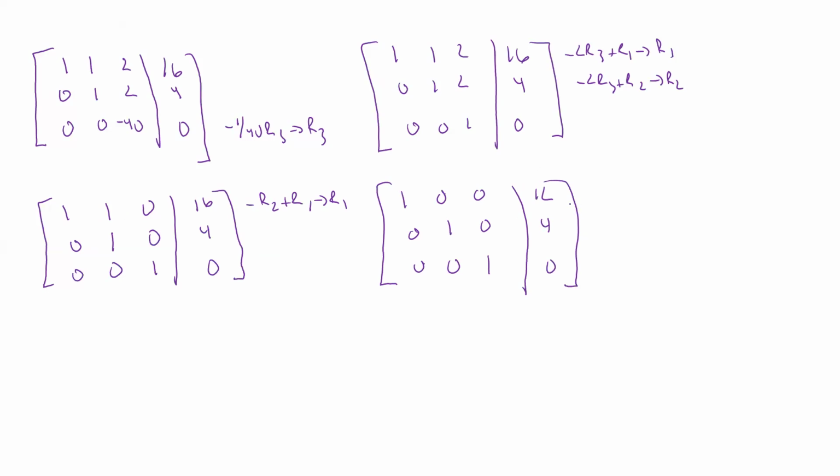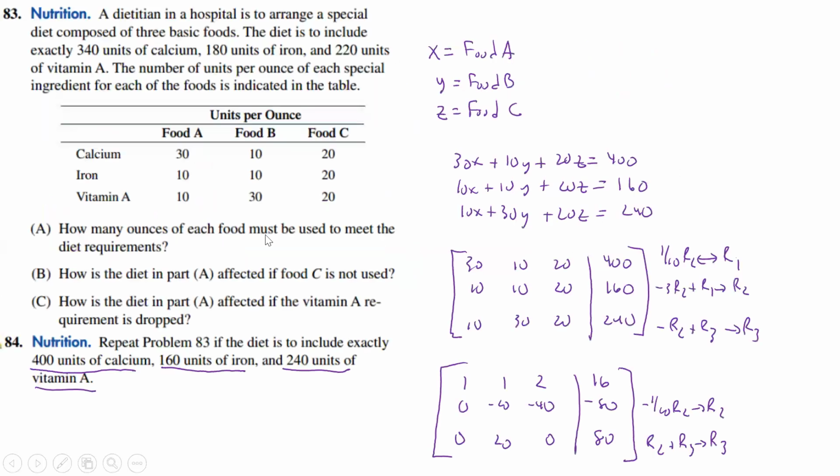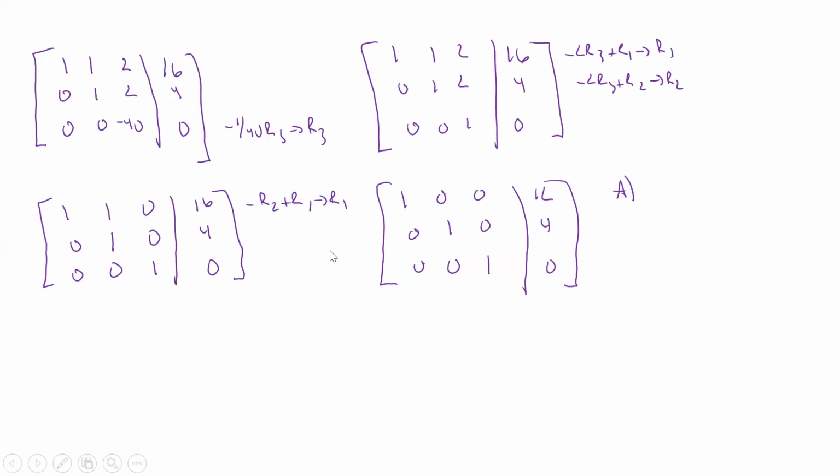All right. So as it stands for part A, part A asks for how many ounces of each food must be used to meet the diet requirements. So they're grams, and it looks like we're going to have 12 grams of A, 4 grams of B, and 0 grams of C. Because remember, this was the X, which was the A food, the B food, and the C food. So XYZ or ABC. So that's what we have there.